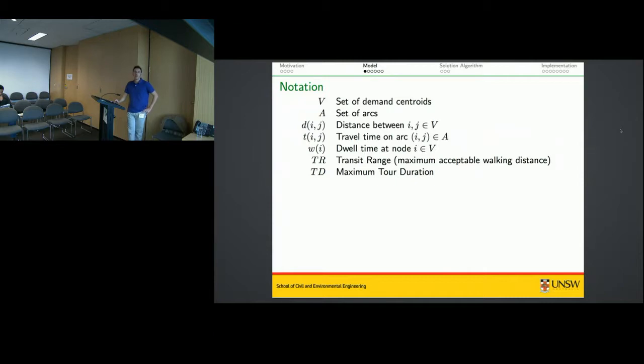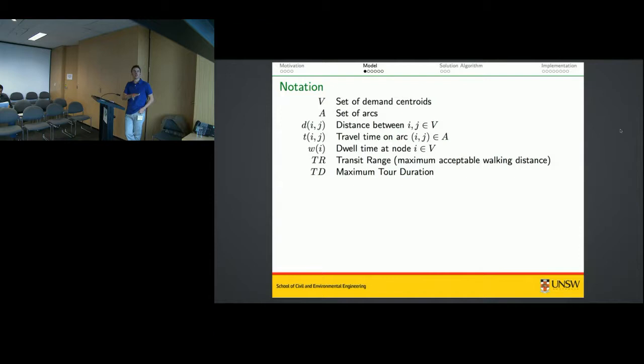The transit range will represent the maximum acceptable walking distance. So therefore, the maximum distance that we would allow a user to be assigned to a transit station. It's of course something very common in transportation to look at this value, because if you have a very high transit range, then most likely the service is not used. We could have an elastic demand formulation to represent the fact that the further away the transit route is to the centroid, the less people travel.